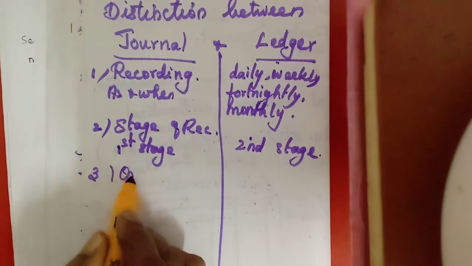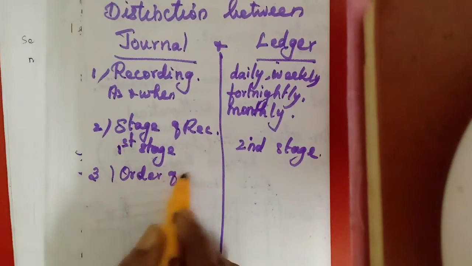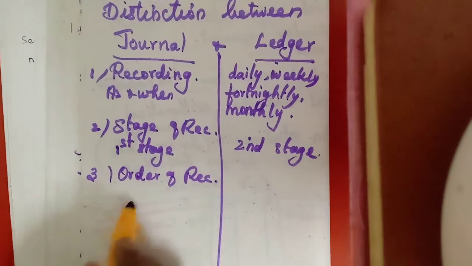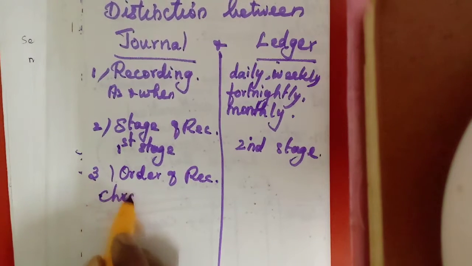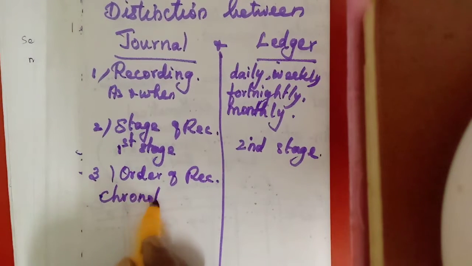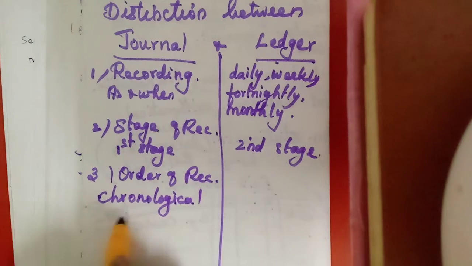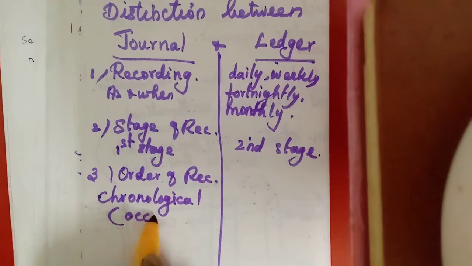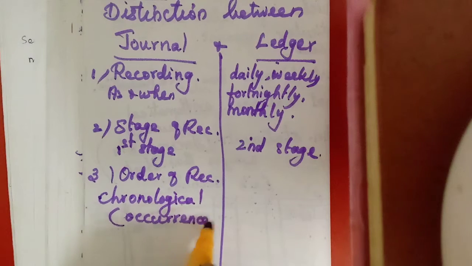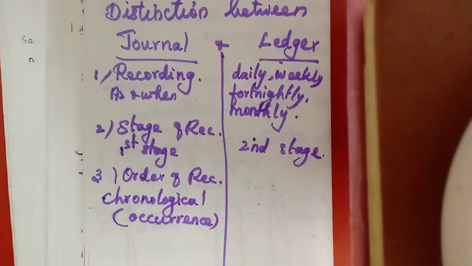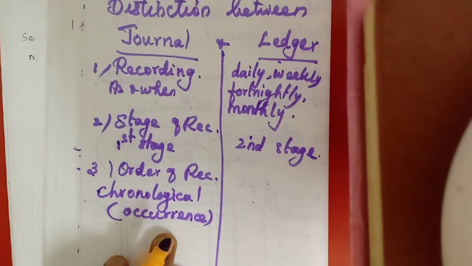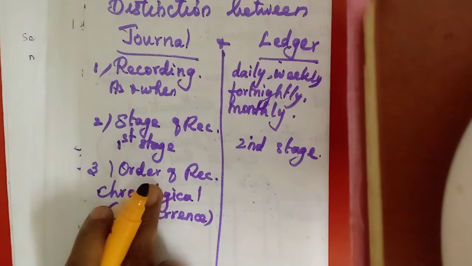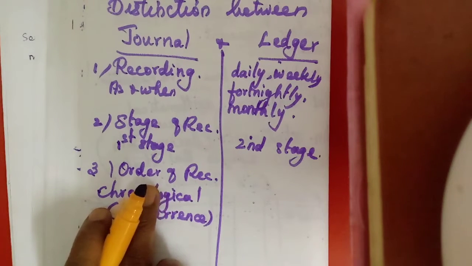Then order of recording. In which order will we record? In order of occurrence, that is what we have learnt. Which order? Chronological order. In chronological order, that means order of occurrence. Now, today at 10 o'clock a transaction takes place. We will write that one first. Then in the afternoon another transaction takes place. So in the order of occurrence or in chronological order, the journal entries will be prepared.